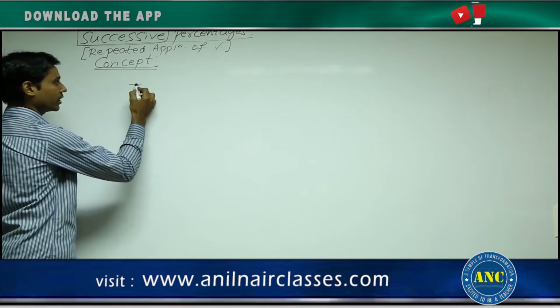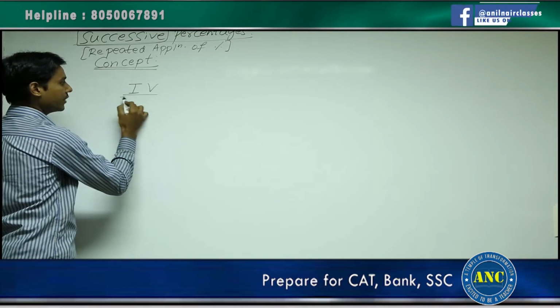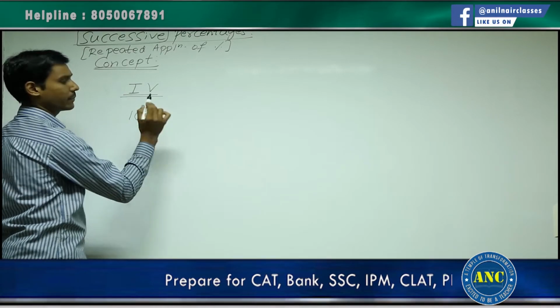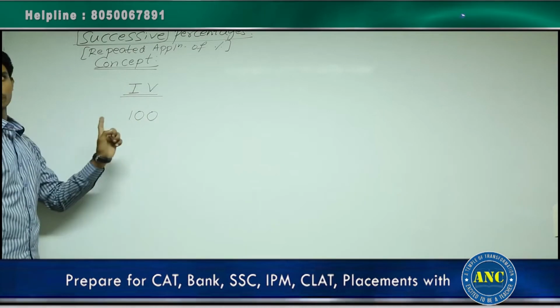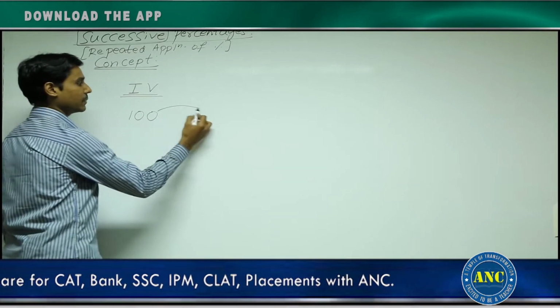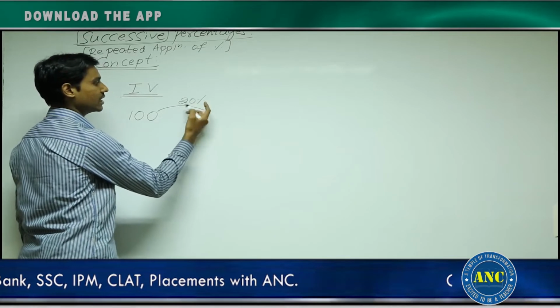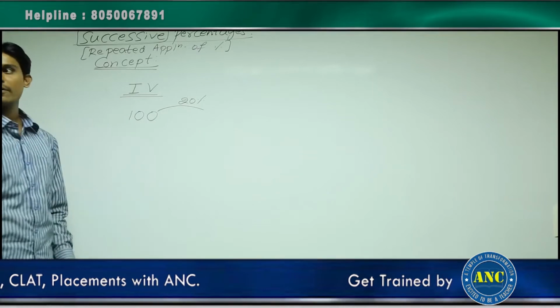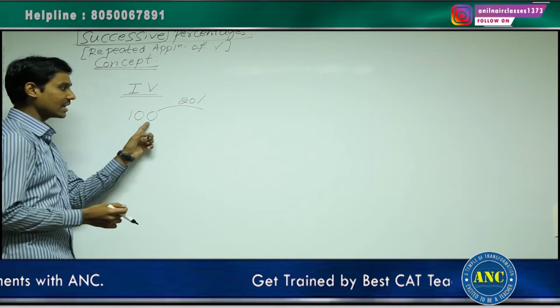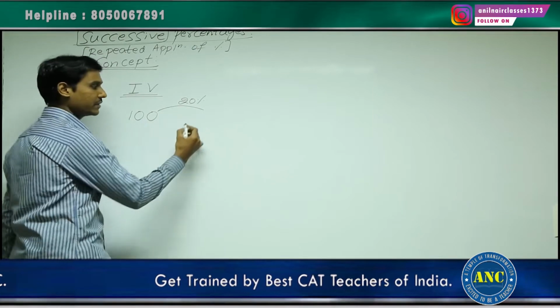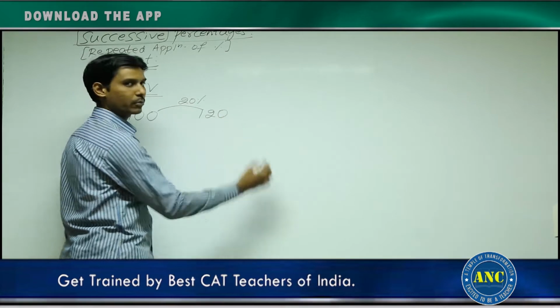Listen to this concept. Assume that initially I had 100 rupees in my pocket. My initial value is 100 rupees. I will increase this by 20%. What is 20% of 100? 20% of 100 is 20 rupees. That means there is an increase of 20 rupees on 100. It becomes 120 rupees.